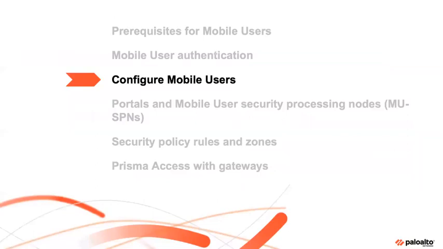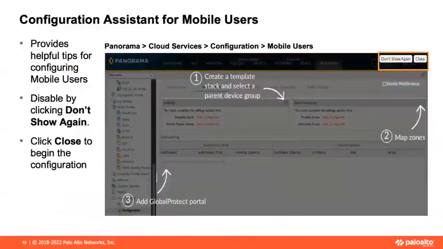Deploying the mobile users, this is through Panorama that we're going to look at. You would go into your Panorama tab to your cloud services configuration. And across the top, there is the ability to do a service setup, mobile users, remote networks, service connections, etc. We're going to click on mobile users.